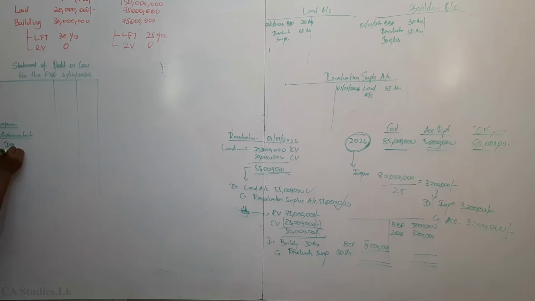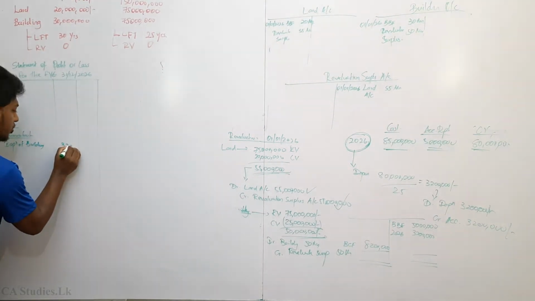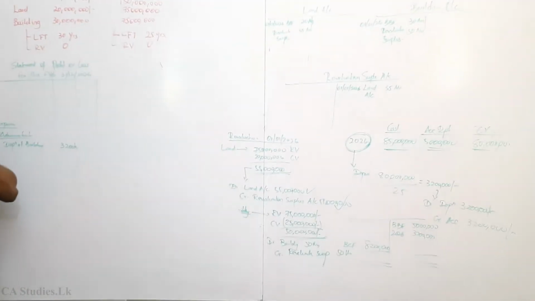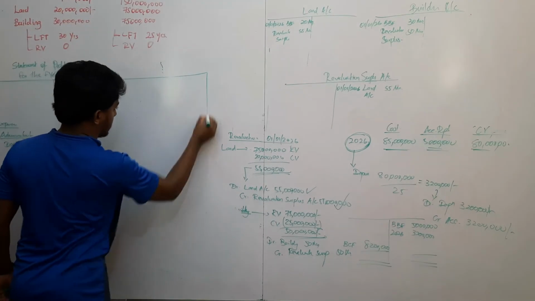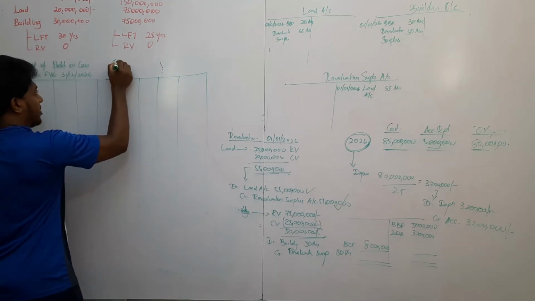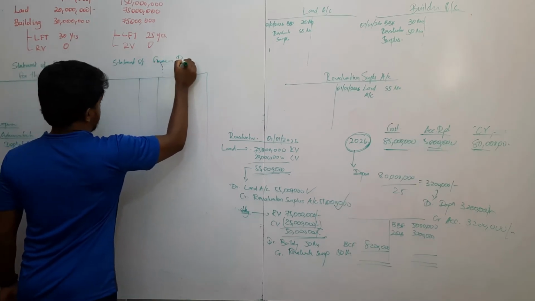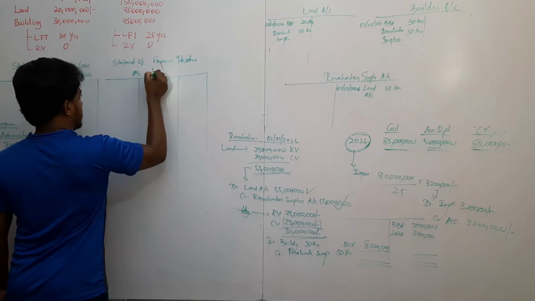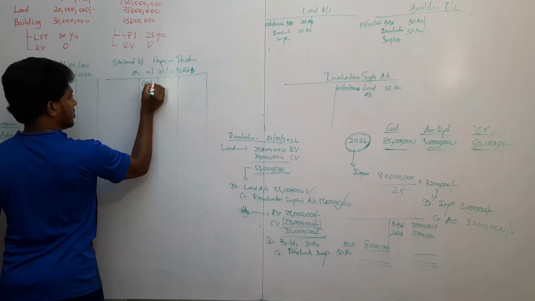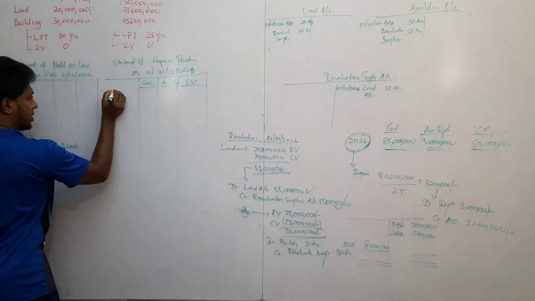Now depreciation of the building. How much? This year depreciation is 3.2 million, right? Depreciation charge. Now open a balance sheet also here. Statement of financial position as at 31st December 2026. Now cost, accumulated depreciation, carrying value. Non-current assets.